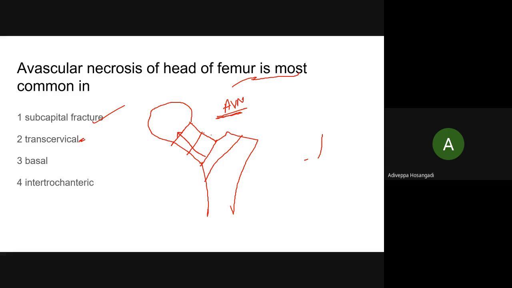Invariably, all these fractures can cause AVN. But subcapital almost 100% of the times causes AVN. See, there is a chance that the others will unite. But in subcapital, the chances of AVN are very, very high. As the fracture goes towards the head, the chance of AVN is very high. You can remember this easily.